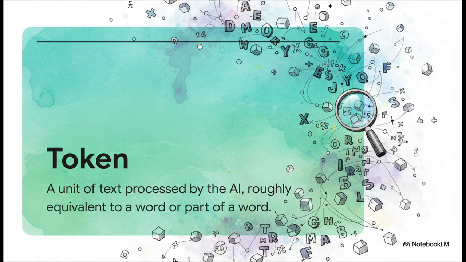Next, we have a token. This is how the AI actually sees your words. A simple word like "the" might be 1 token, but a more complex word like "unbelievable" could be broken into 2 or 3 tokens, like "un-believ-able." This matters because all AI models have a token limit, which basically sets the size for how much text you can give it and get back at one time.